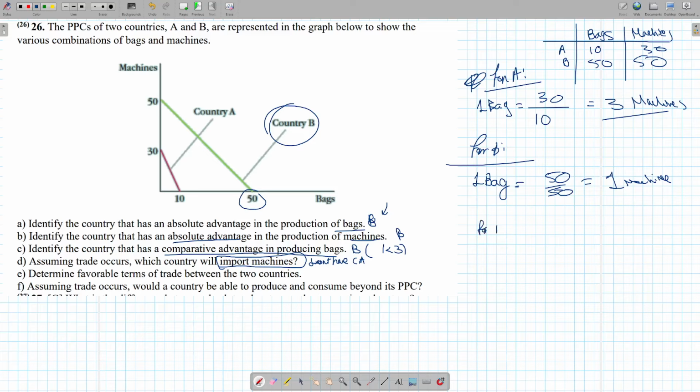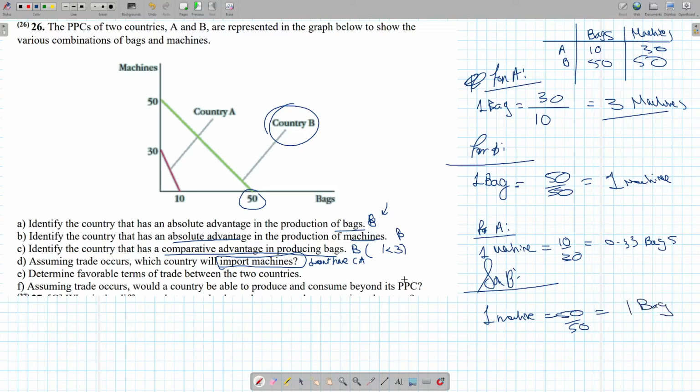Let's do it again. For A, 1 machine equals 10 over 30. Because if you want machines, machines goes in the denominator, which is 0.33 bags. Then for B, 1 machine equals 50 over 50, which is 1 bag. So 1 is greater than 0.33.